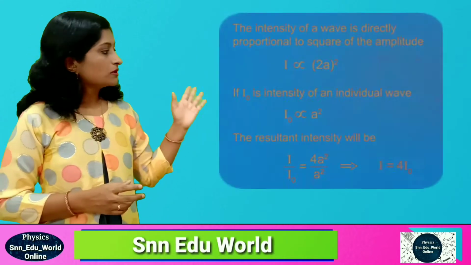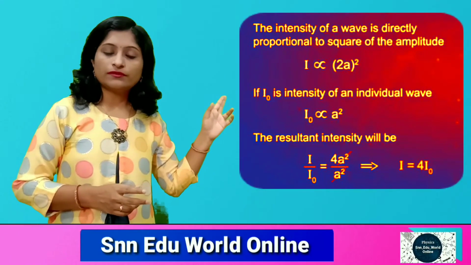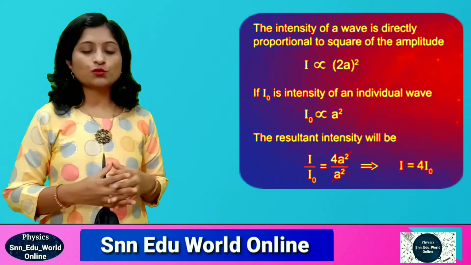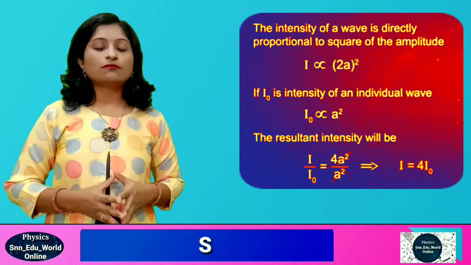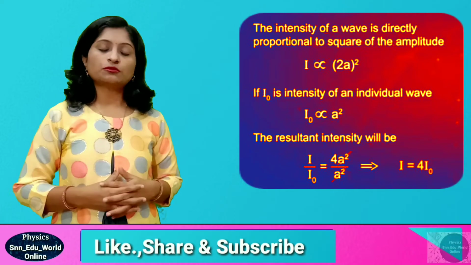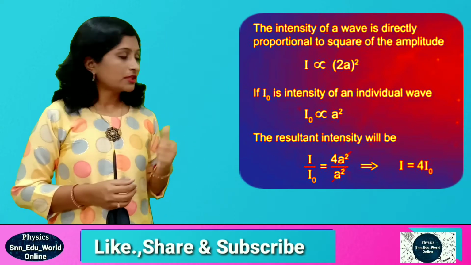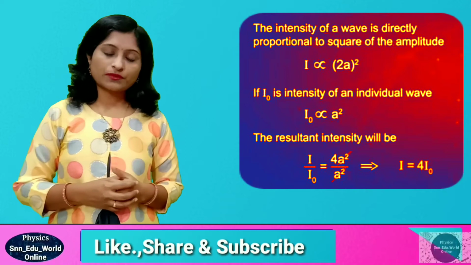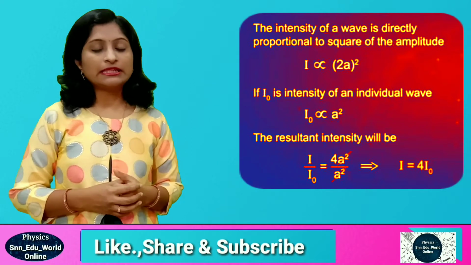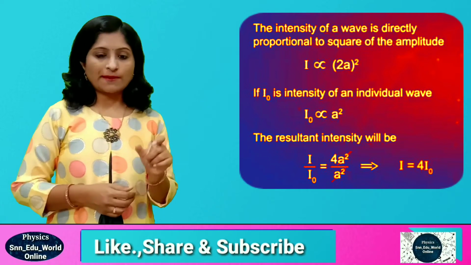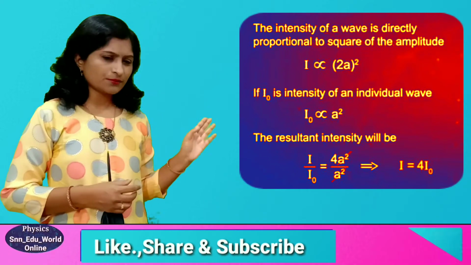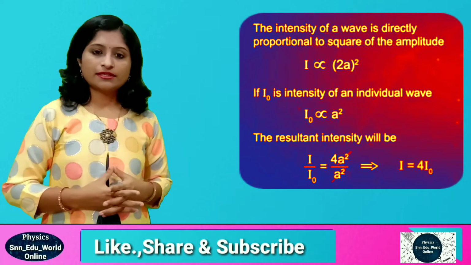Okay, so the intensity of a wave is directly proportional to the square of the amplitude. We know that already. Intensity of a wave is directly proportional to the square of the amplitude. So इथे जो resultant wave मिळाला आपला y equals 2a sin omega t, याची intensity how we can represent here? I is proportional to amplitude, here it is 2a. So I is proportional to (2a) squared.